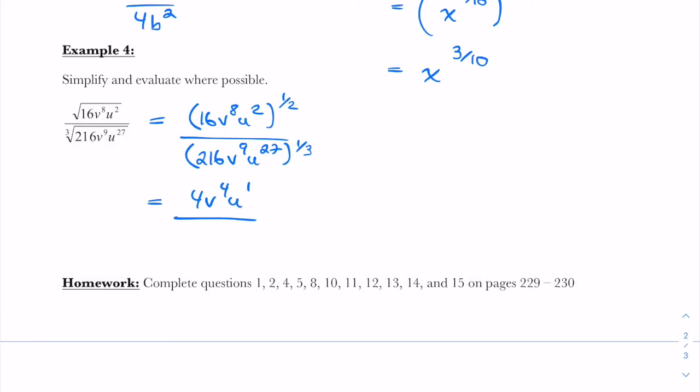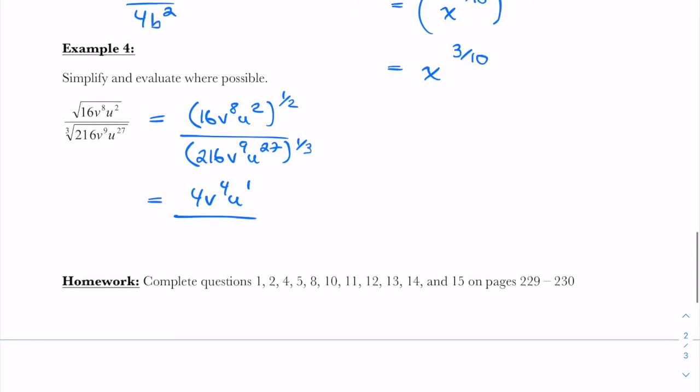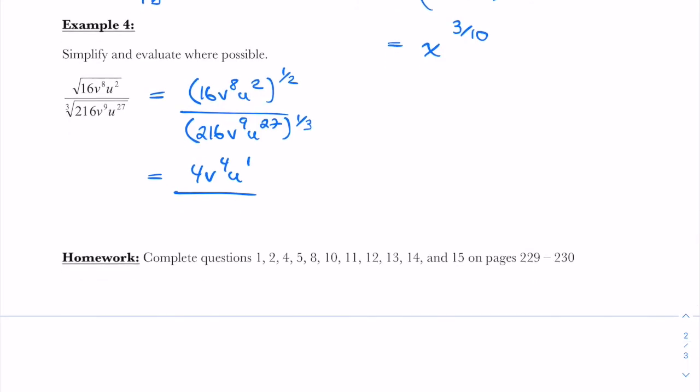And in the denominator, we cube root everything. So the cubed root of 216 is 6. The cubed root of v to the 9 is v to the 3rd. And the cubed root of u to the 27 is u to the 9. I know this can seem a bit confusing, but we're just using the power of a power rule. In other words, multiplying the exponents. And now everyone, we just simplify.